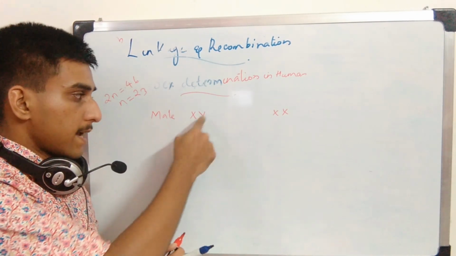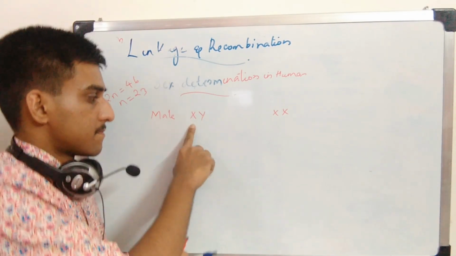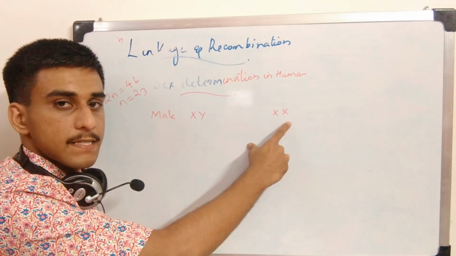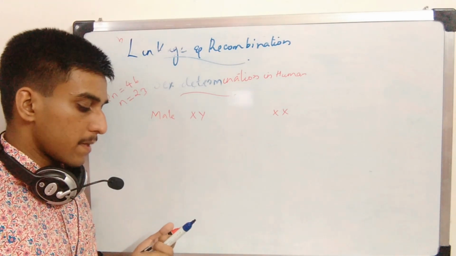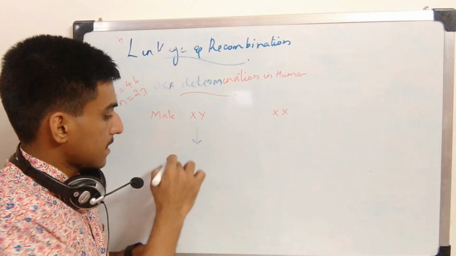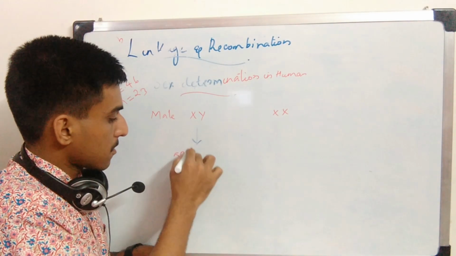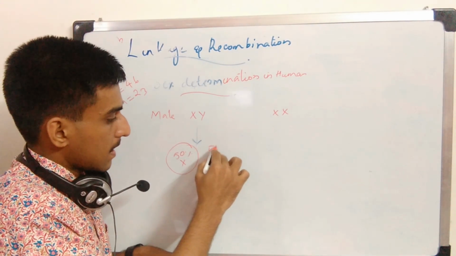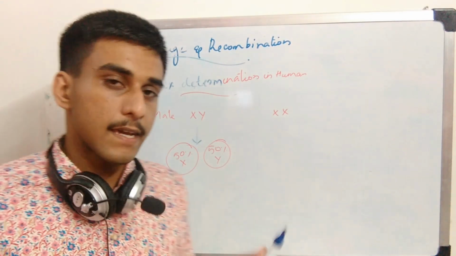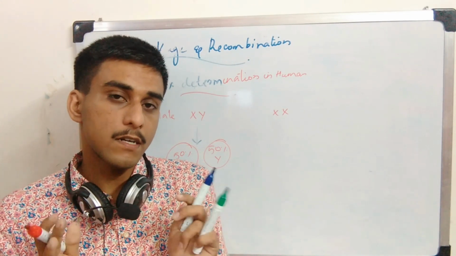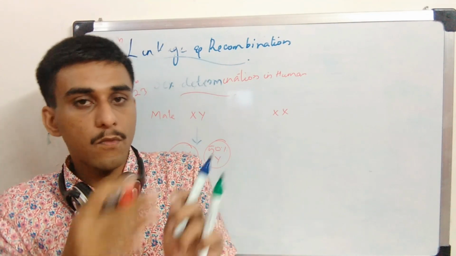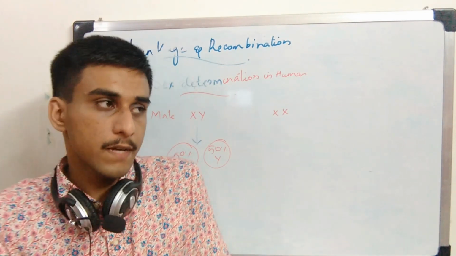In case of a male, we have the sex chromosomes XY, and in case of a female, it is XX. So during the formation of gametes, a sperm will contain 50% X chromosome and also 50% Y. Taking an example, if 100 sperms are produced, 50 sperms will contain X and 50 sperms will contain Y.